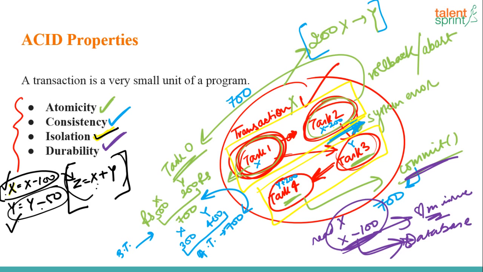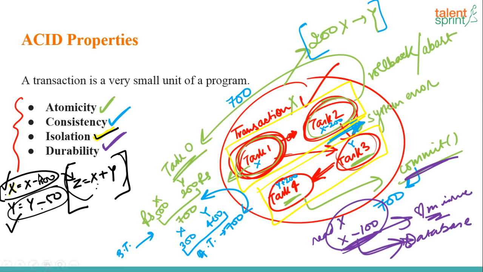Okay. Consistency means that the state of your database should remain the same before the transaction and after the transaction. So just check, consistency is in blue color. Before the transaction the sum is 700, after the transaction also the sum should remain 700. So if you are transferring 200 from X to Y, before the transfer happens the sum is 700, after the transfer happens also the sum should be 700. That means consistency.